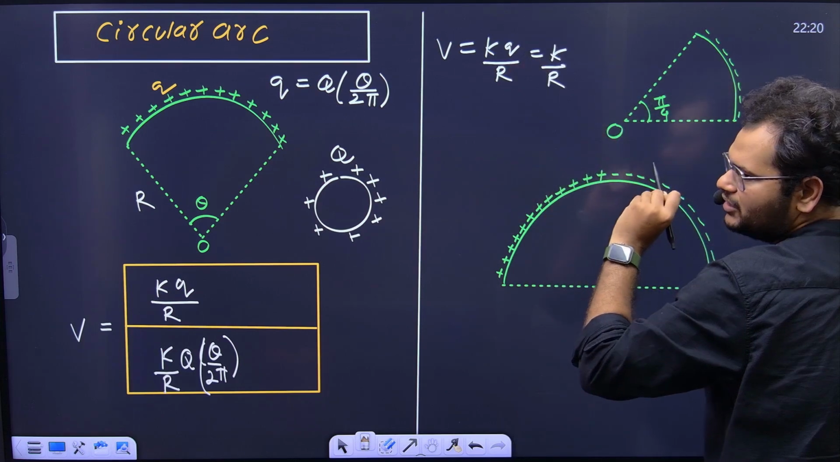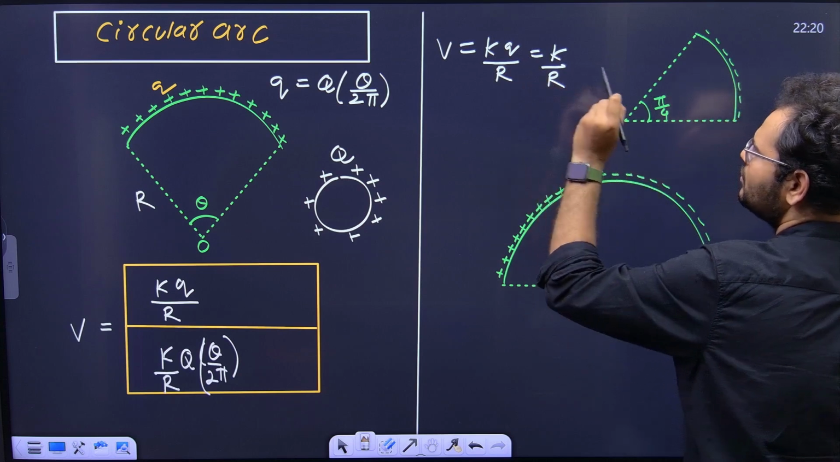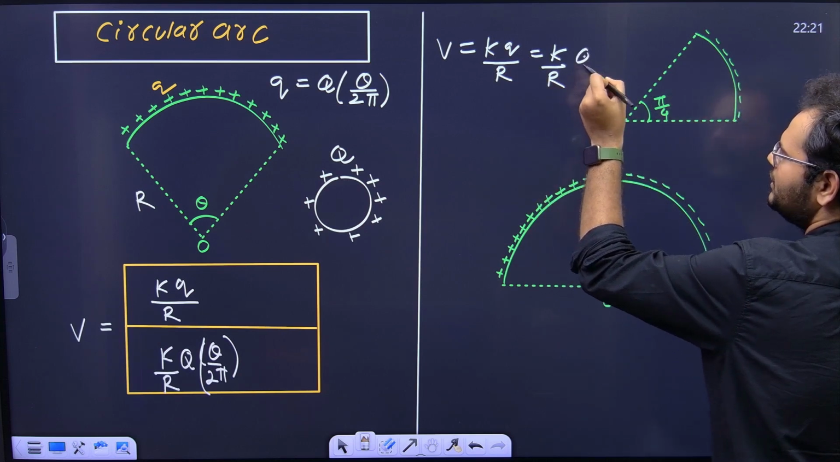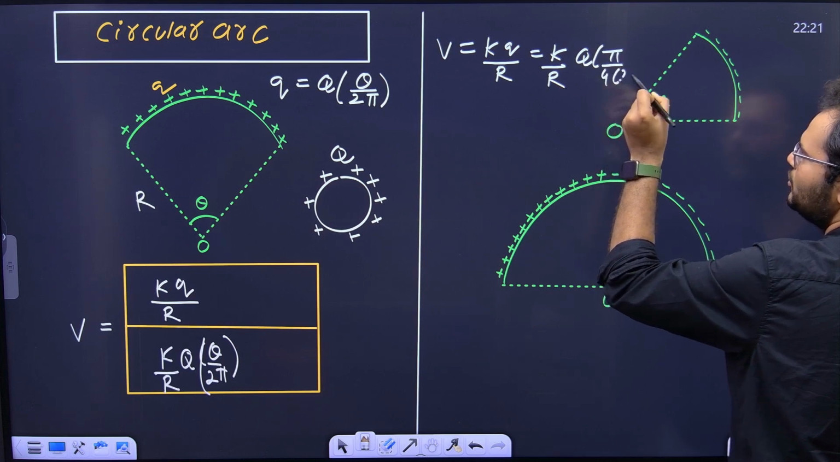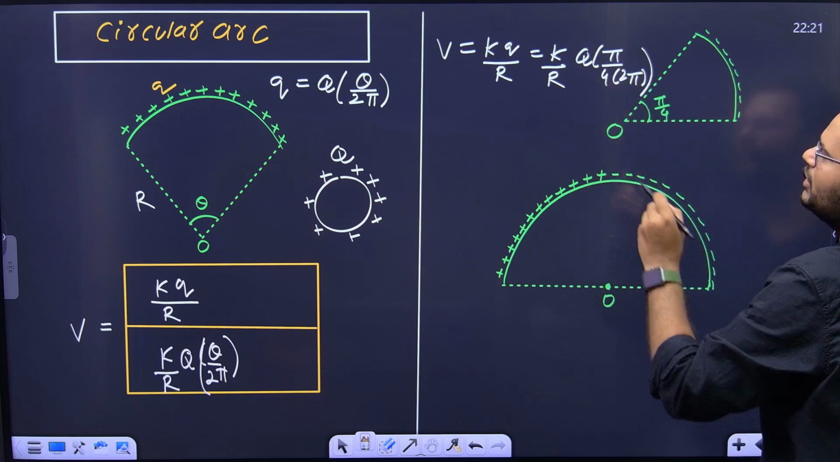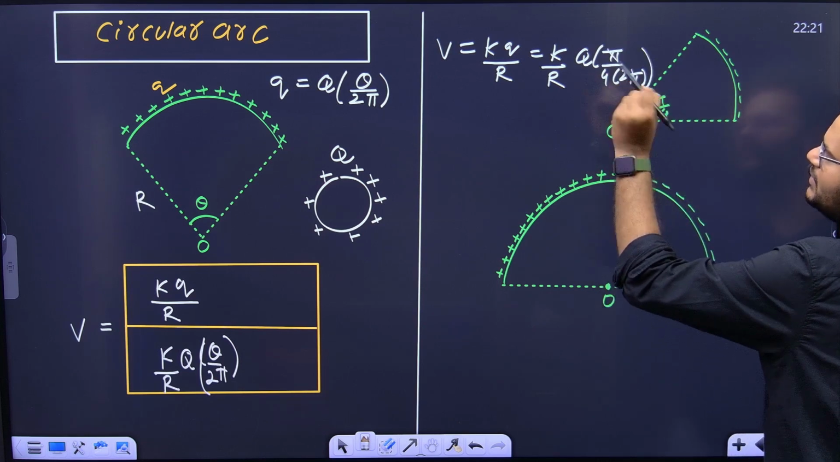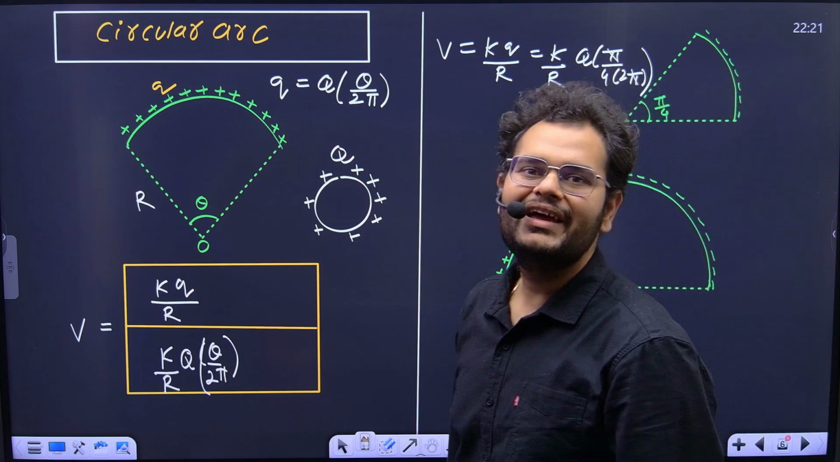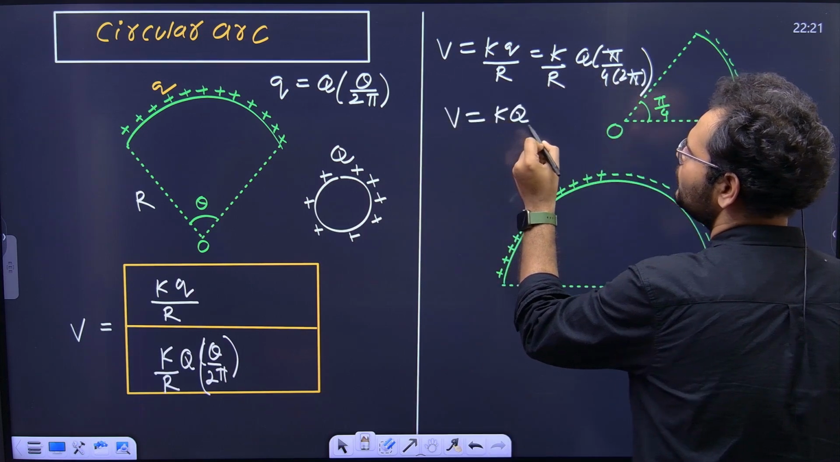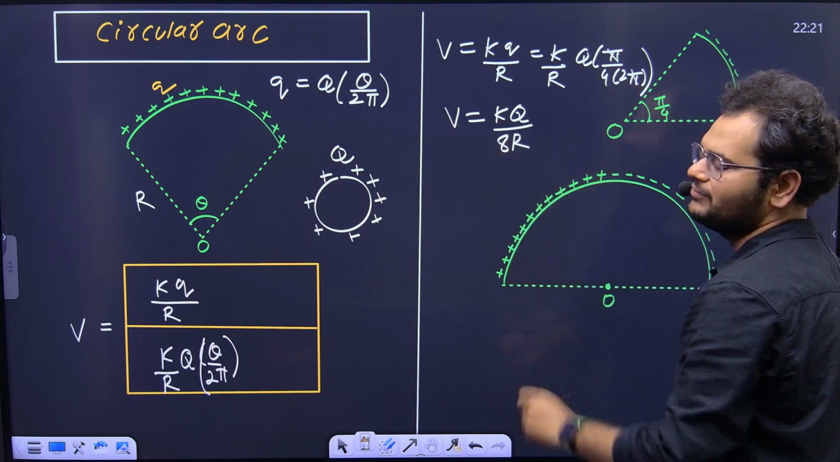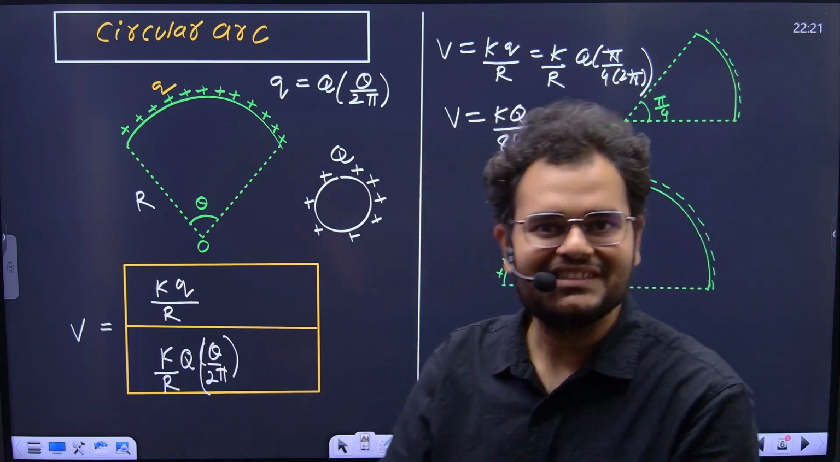How to find capital Q? Sir, it is very simple. I will write capital Q into theta. Theta is how much? Pi by 4 upon 2 pi. Here pi and pi are cancelled, so what will it be? KQ by 8R. My answer will be KQ by 8R. Is it easy? Yes sir, very easy sir.